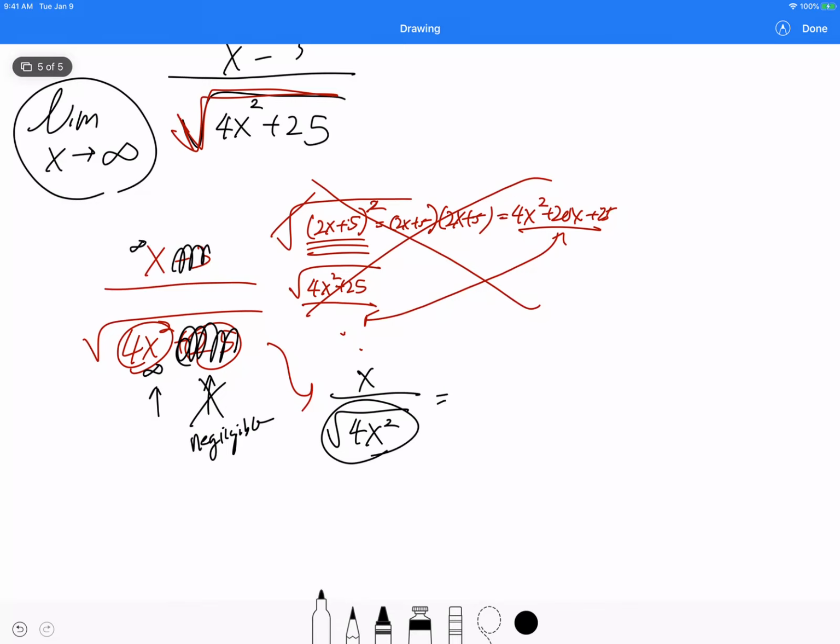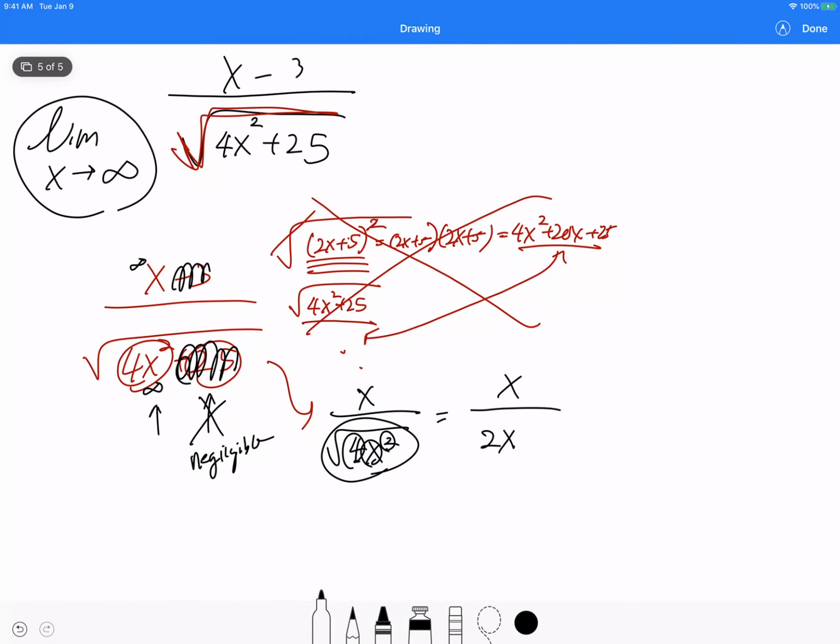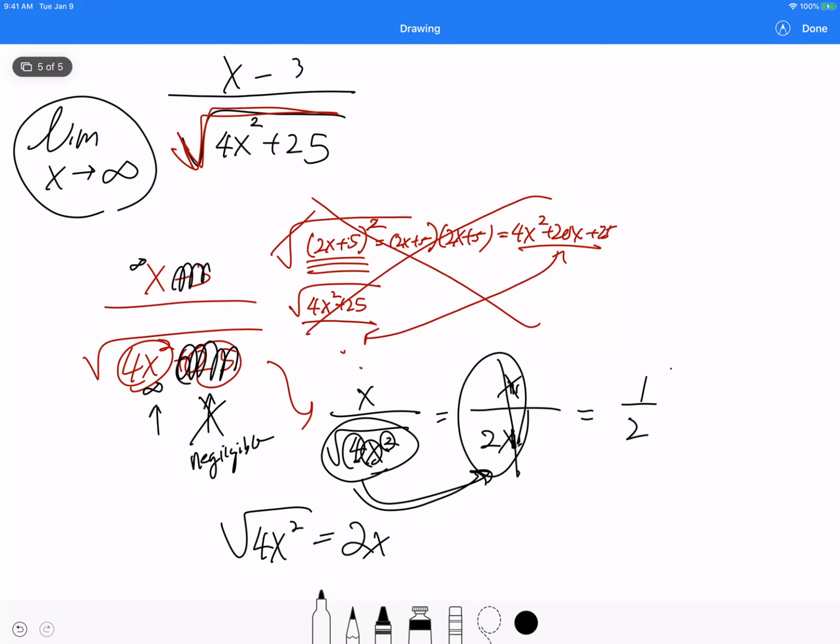Now what I'm going to do is plug in infinity. At the top, before I plug in the infinity sign, I'm just going to leave it as x. And what happens if I take 4x squared and use the square root of that? Well, that simply makes it 2x. Square root of 4x squared is simply 2x. Now that I simplify it and it looks like this, what happens to the x's here and here? They cancel each other out. So what I end up with is 1/2. So the limit as x approaches infinity will give you 1/2 in total.